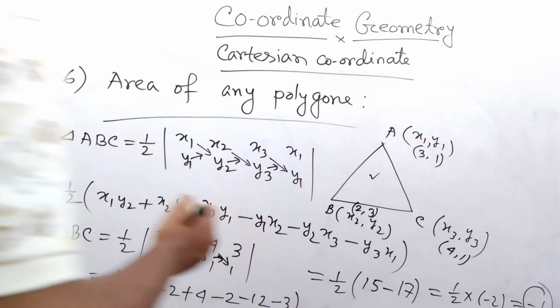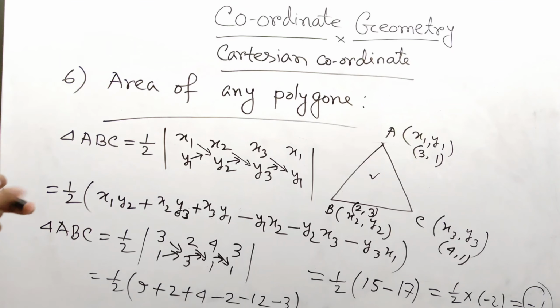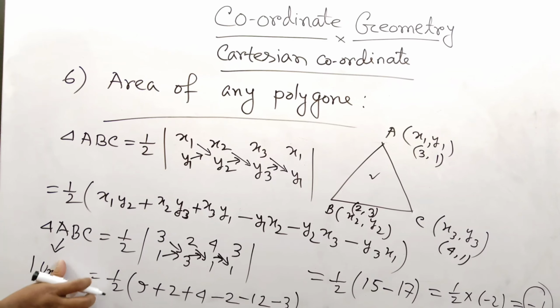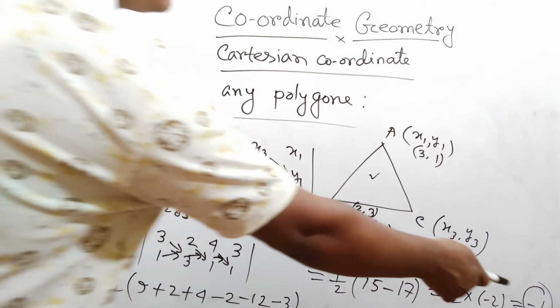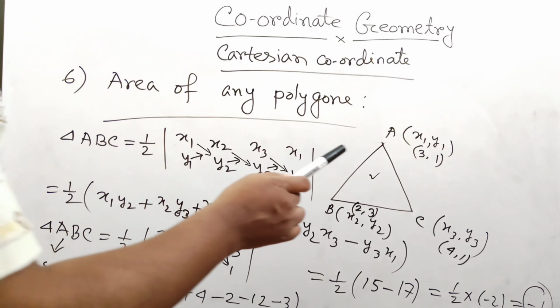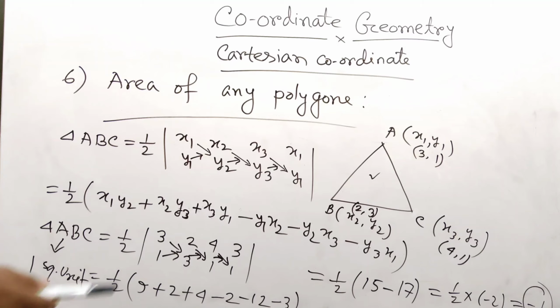So keep in mind here the value of area must be positive, that's why the area should be 1 square unit. It is not negative 1, because area is always positive. Here I just took the values randomly, so the value is negative 1. It could be positive or any number, so you must keep in mind the area should always be positive. That means if it is negative, it doesn't matter, when you write the answer you must write it in the positive form, that is 1 square unit. So this is the area of any triangle.